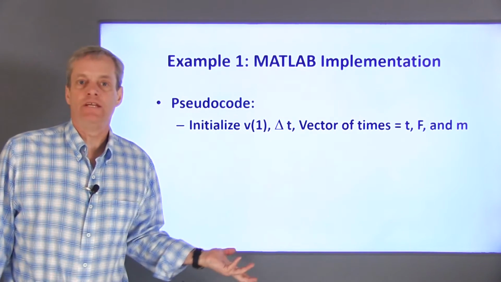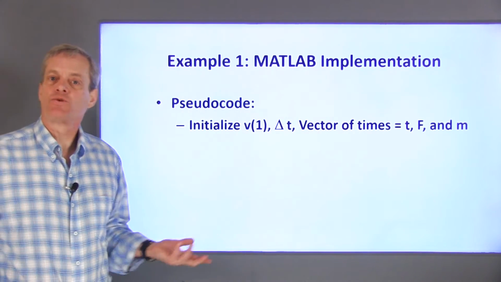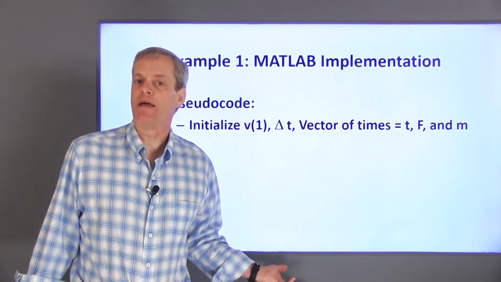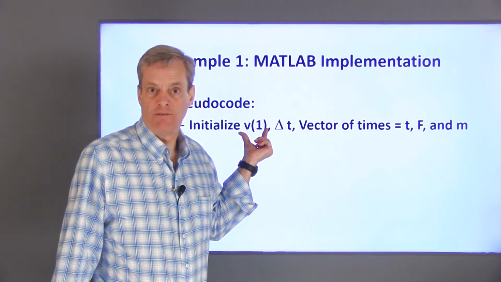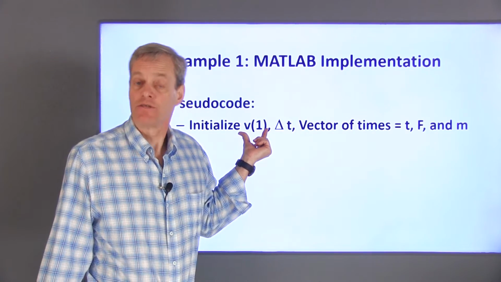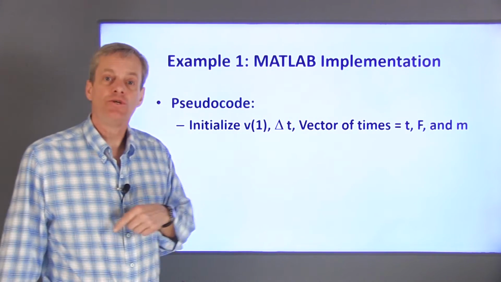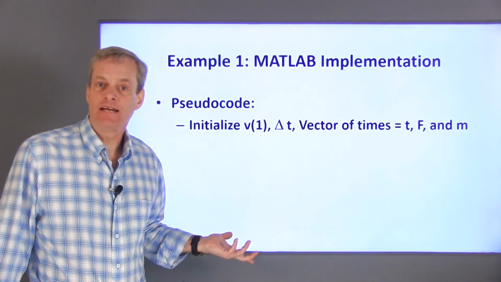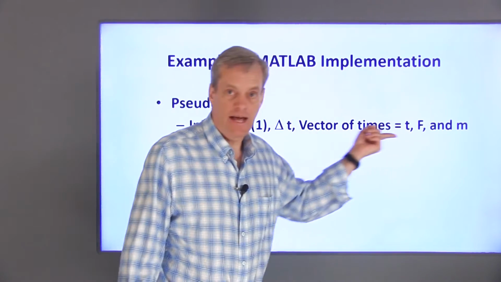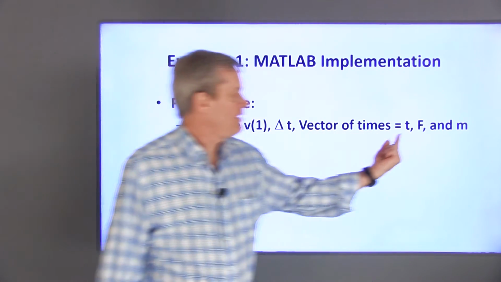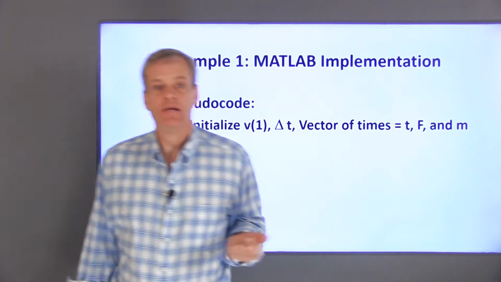First, of course, we need to initialize variables. I'm going to store the velocities and times in arrays. The first element in the velocity array will be the initial condition, so v of 1 is 0. Choosing a time step size and an ending time for the simulation will give us the time vector. Finally, we need values for f and m.